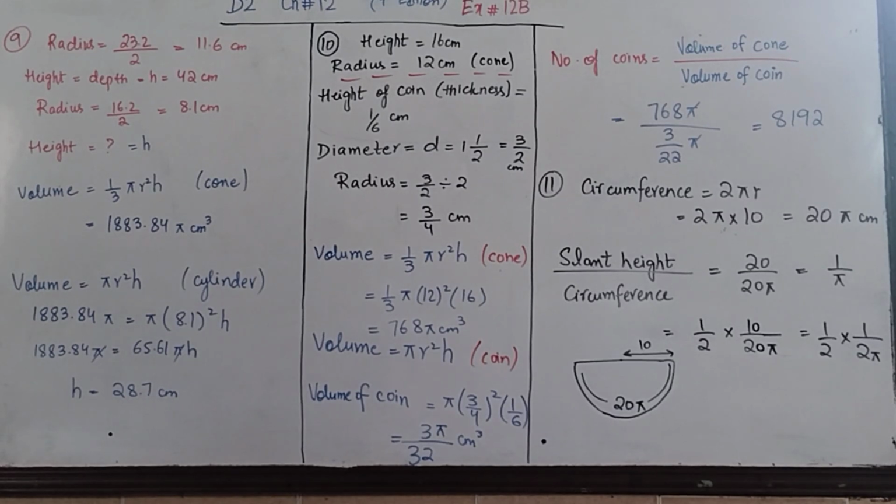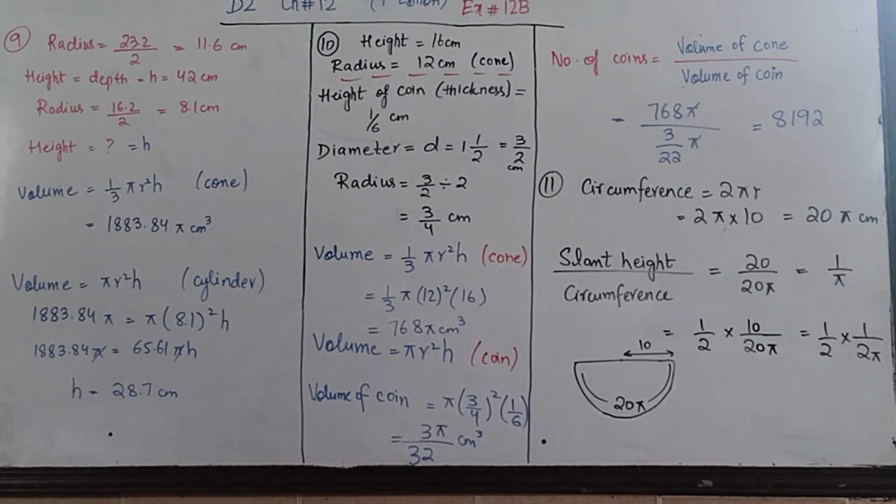Today we are going to discuss our exercise 12b from day 2, chapter number 12. Previously we were discussing the volume of a cone. So here in question number 9, a conical funnel of diameter 23.2 centimeter and depth, depth is basically the height, okay, contains water filled to the brim.